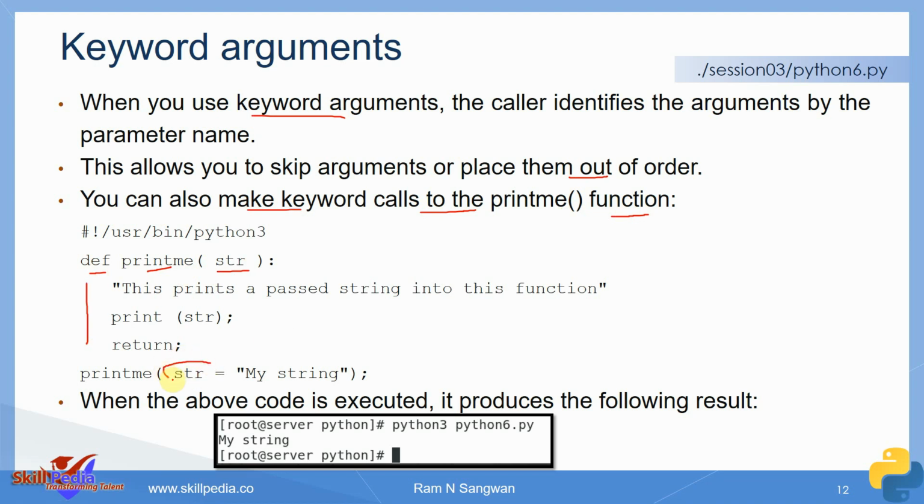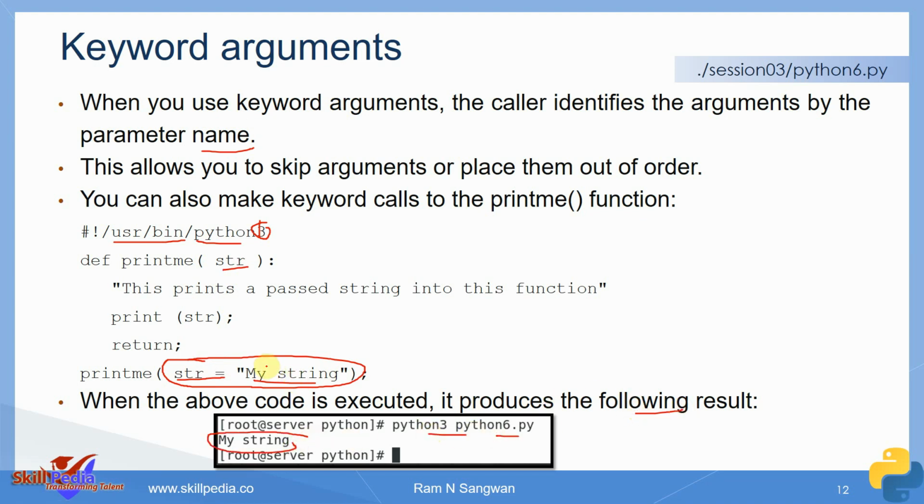But here we are specifying the keyword str with the value. That means we are using the keyword with its value, and therefore if we have multiple arguments in different order, you can specify each argument in whatever order you want, and you specify the value of the argument. So we are actually giving the name of the argument and the value of the argument. The advantage is that you can have multiple arguments and you can specify the values in whatever order you want. When the above code is executed, it will produce this output, my string, because we are passing my string and this is printed.